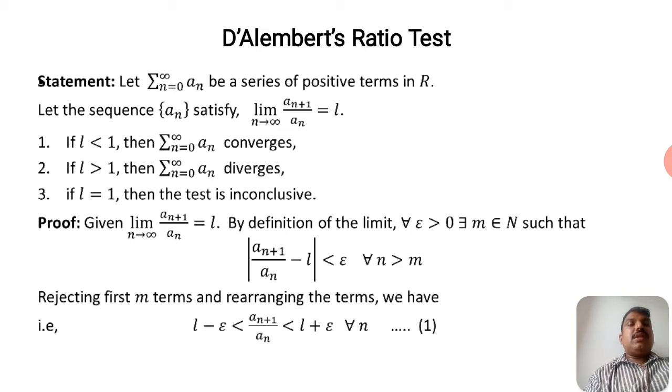Proof: given limit as n tends to infinity of a_(n+1) by a_n is equal to L, by the definition of the limit, for all epsilon greater than 0 there exists m belonging to capital N such that modulus of a_(n+1) by a_n minus L is less than epsilon for all n greater than m. Rejecting the first m terms and rearranging, we have L minus epsilon less than a_(n+1) divided by a_n less than L plus epsilon for all n. This is the limit definition.